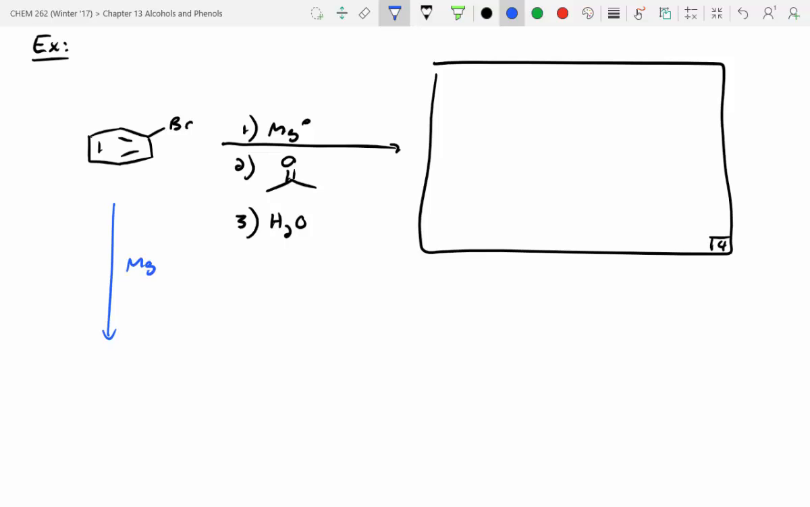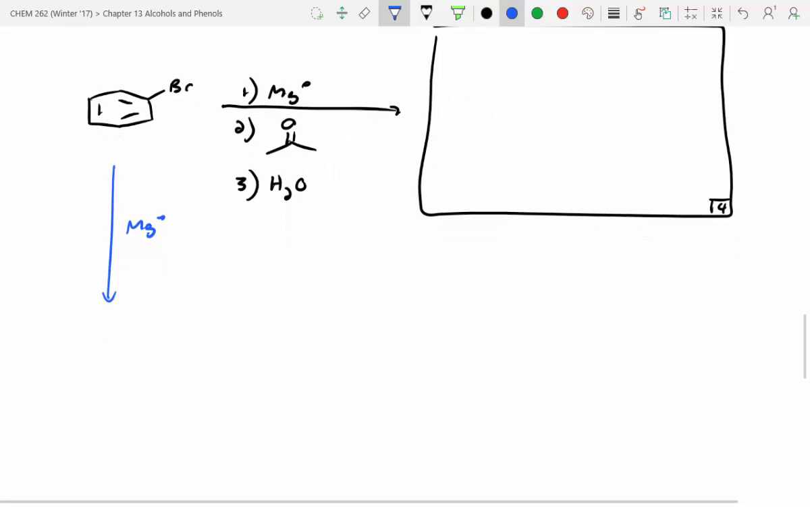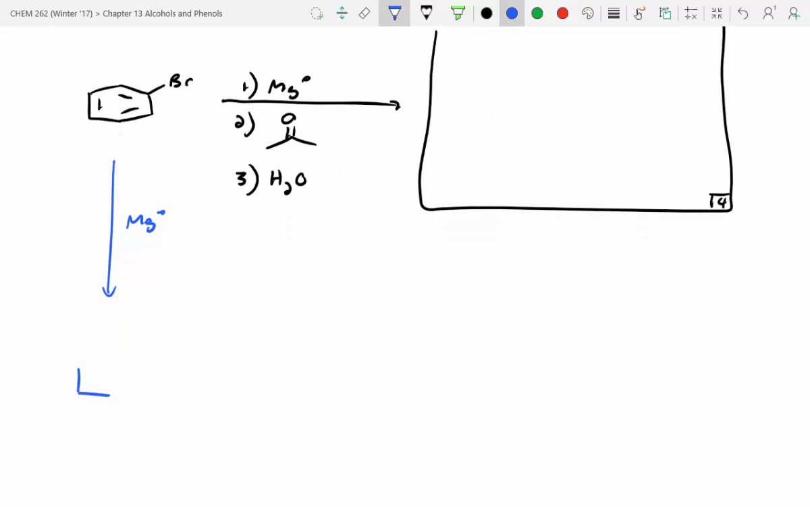So what happens after we add in the magnesium? It inserts itself. Okay, so let's break this down into steps. All right, we know if we do this, now we've got MgBr, where essentially that magnesium's got the positive charge and the carbon's now negative. Okay, and then we're going to react this with our ketone. So what's going to happen here?